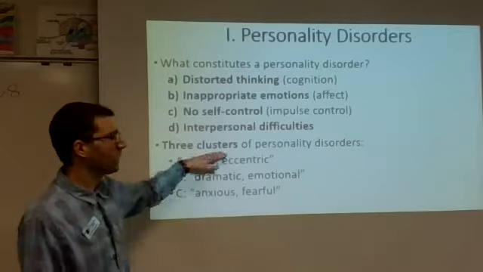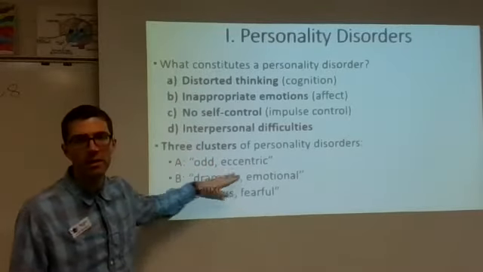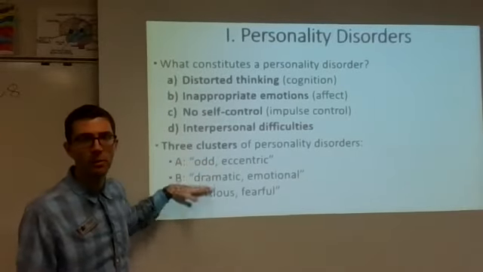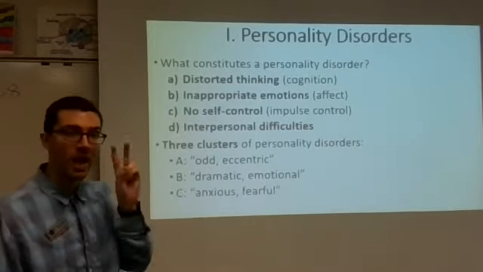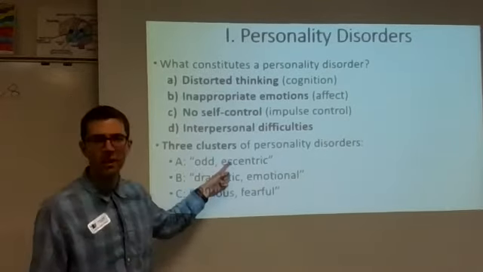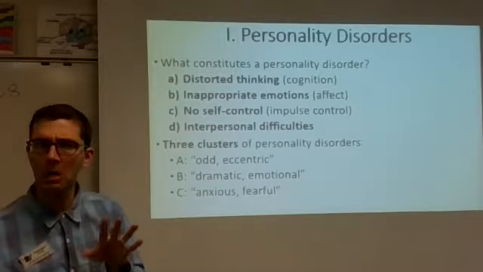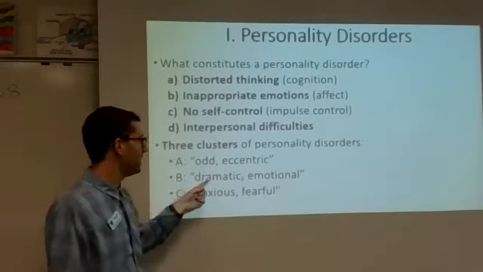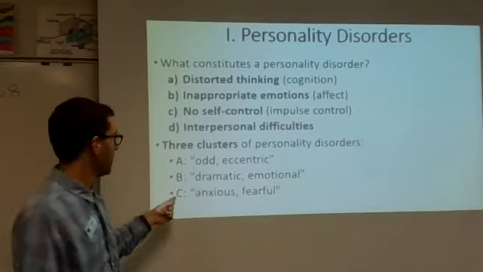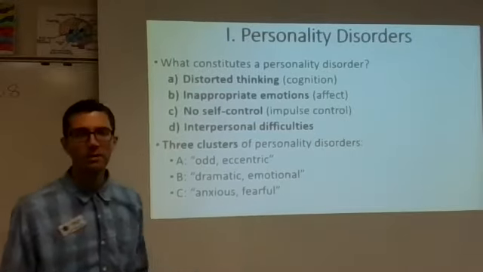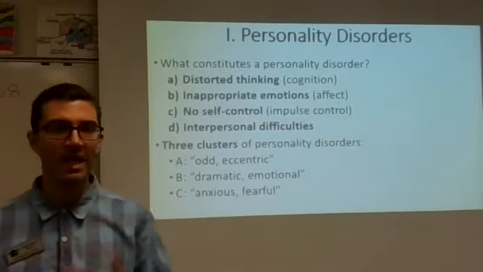There are three different clusters. You don't need to write their names down here because we're going to have a slide about each of these. But the way they're grouped, cluster A is considered the eccentric, people who act odd or unusually. Cluster B is people who are dramatic, that they cause drama. And then cluster C are the personality disorders that are marked by anxiety and fear.